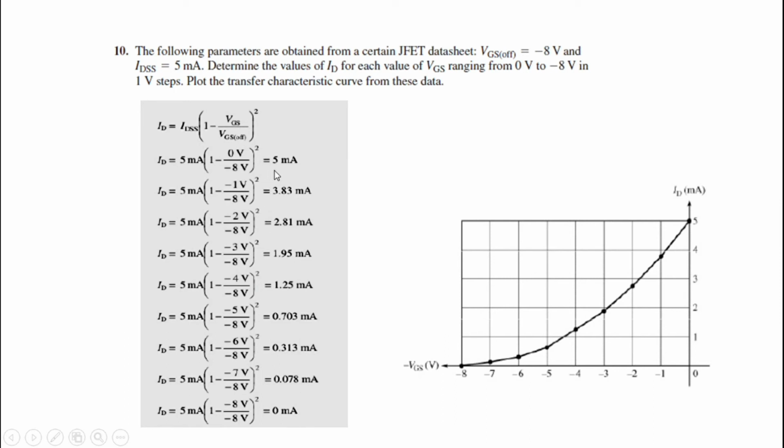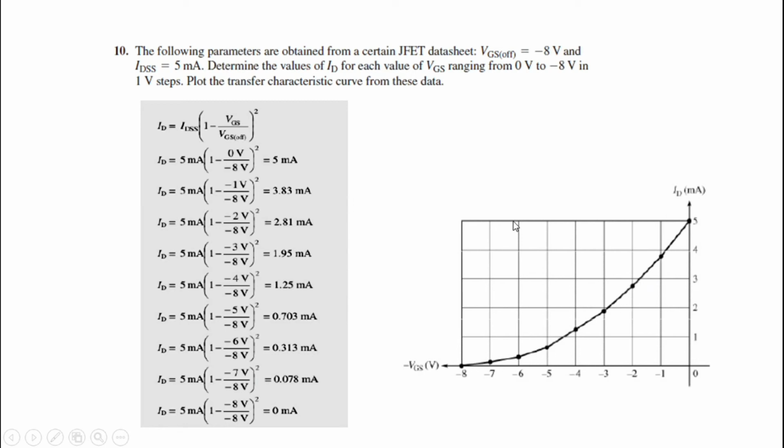So using these points, at VGS equal to 0 volts, ID is equal to 5 milliamps, so you plot your points. VGS is 0 volts, 5 milliamps. VGS is equal to negative 1 volt, ID value is 3.83 milliamps. So negative 1 volt, 3.83 milliamps. Likewise you plot all the VGS and ID values for which you have calculated, and you'll get a graph of something like this.